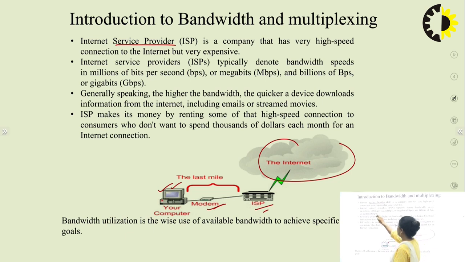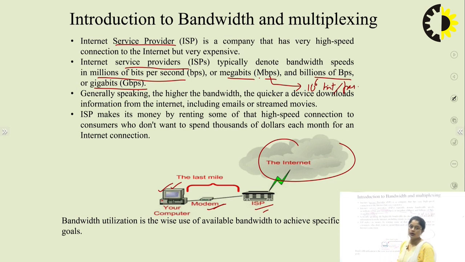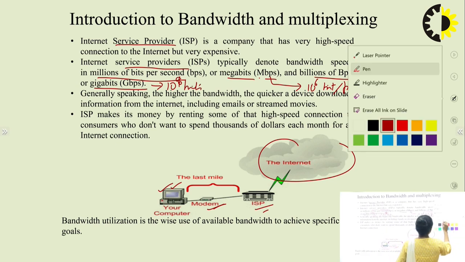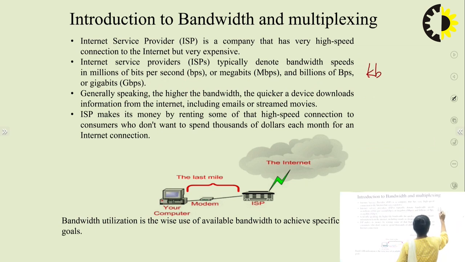Normally, when you're talking about bandwidth for ISPs, we can take the unit as, let us say, Mbps, or megabits per second, which means millions of bits per second, or billions of bits per second, which we also call gigabits. Now, we all know what Mbps is. Mbps is 10 to the power 6 bits per second, fine? And we call it Mbps or millions of bits. Gigabits, we can say, is 10 to the power 9 bits per second. We also have Kbps, which is another unit of bandwidth. Here it is 10 to the power 3 bits per second. These are the units of bandwidth.